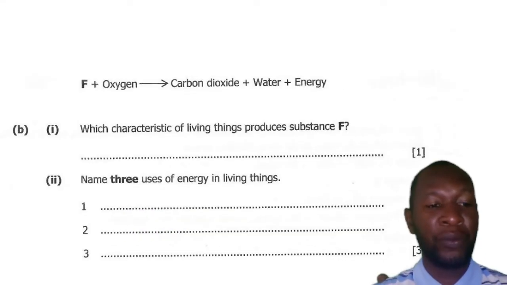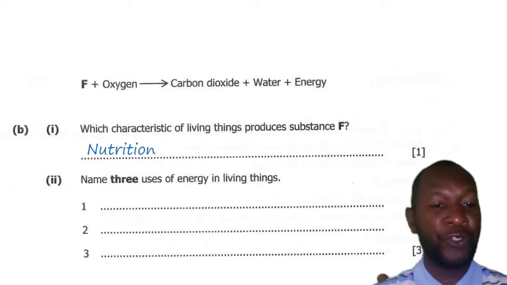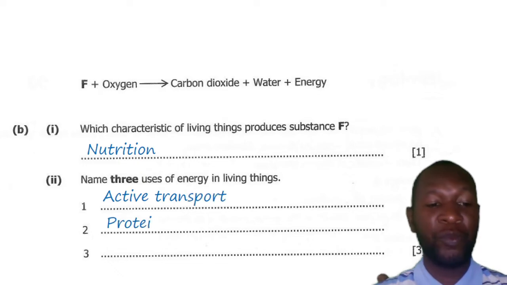Part B. 1. Which characteristic of living things produces substance F? The characteristic of living things that produces F is nutrition. Part 2. Name 3 uses of energy in living things. In living things, energy can be used for active transport. It can also be used for protein synthesis, and we can also use it for cell division.